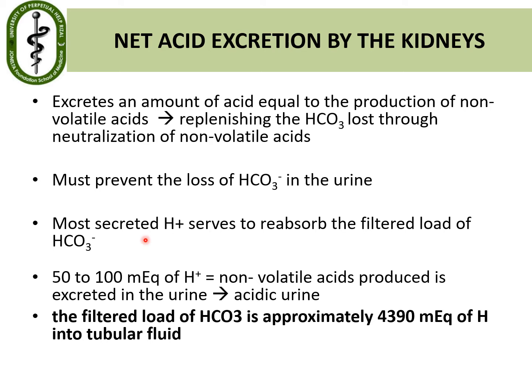Most secreted hydrogen serves to reabsorb the filtered load of bicarbonate. A level of 50 to 100 milliequivalents of hydrogen coming from non-volatile acid is produced and is excreted in the urine. That's why we have acidic urine. Okay, that's why one of the normal characteristics of urine is to be acidic, because 50 to 100 milliequivalents of hydrogen are normally excreted in the urine. Those are all coming from non-volatile acid.